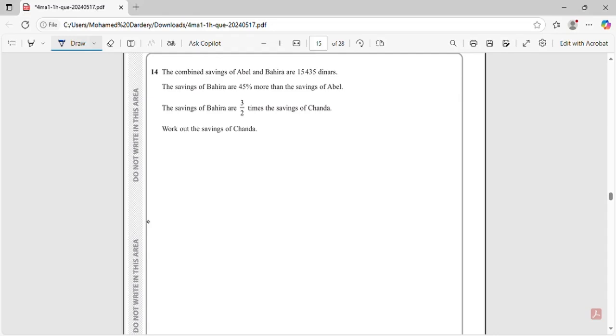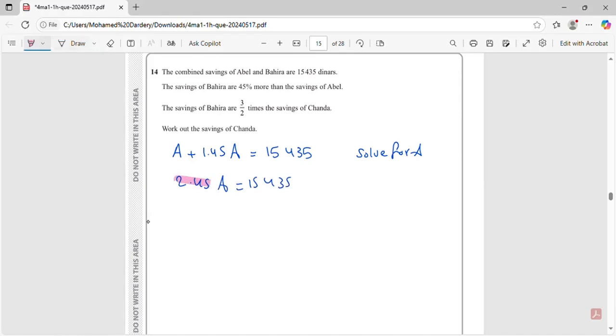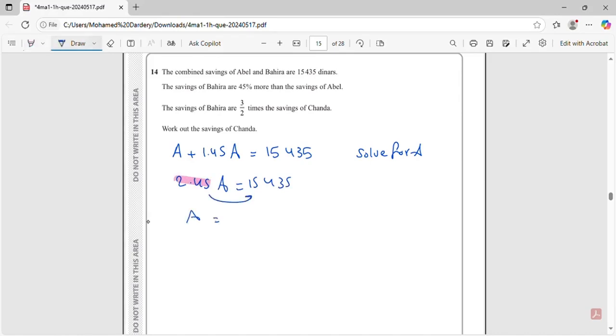So in the situation, as long as there's a relation between Apple and Bahira, I will assume that Apple is A, and Bahira is 1.45 A, because she is greater by 45%, and the summation of both equals 15,435. So we have to isolate or solve for A. In this situation, it will be 2.45 A equals 15,435. Of course, I will send this to the other side by dividing. So A equals 15,435 divided by 2.45.